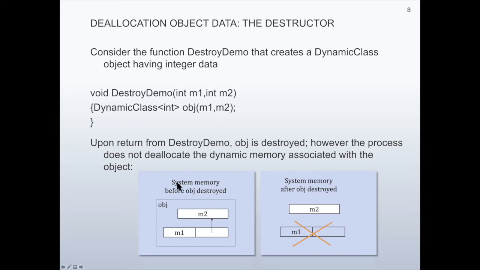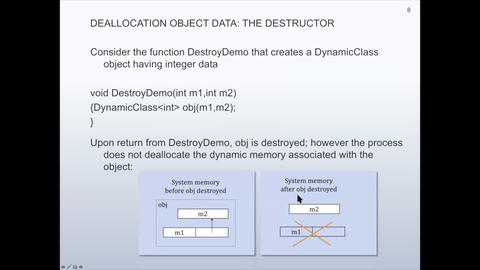So the system memory before obj is destroyed is like this. We have M1 stored here and we have a pointer value pointing to an integer having value M2 in this example. This is the object in the memory. In fact, we would like this object to be removed from the memory upon return from the function.